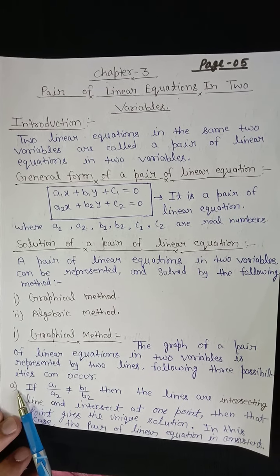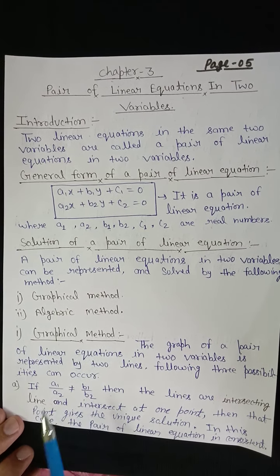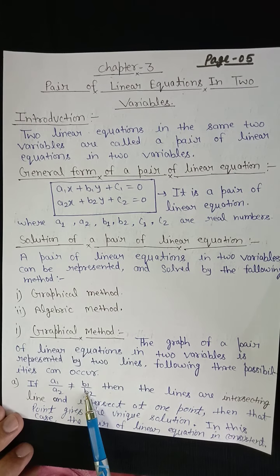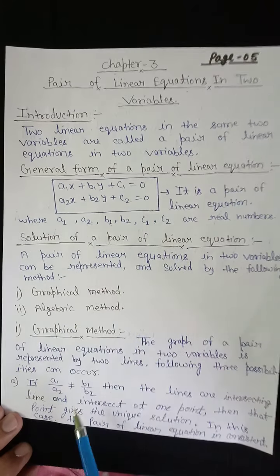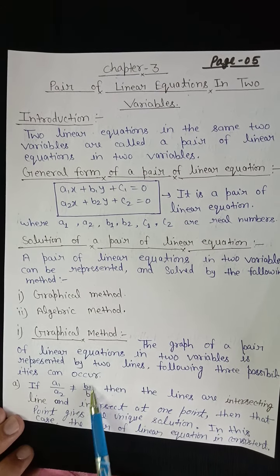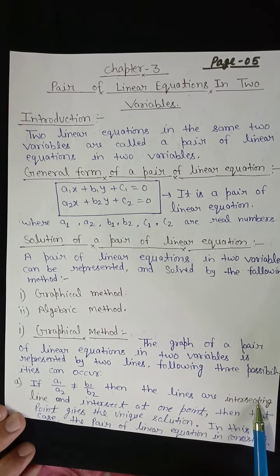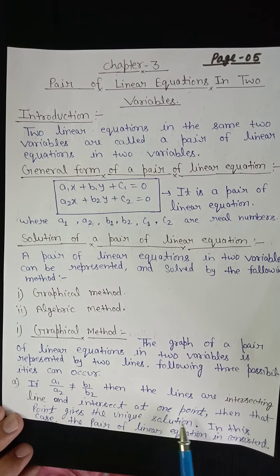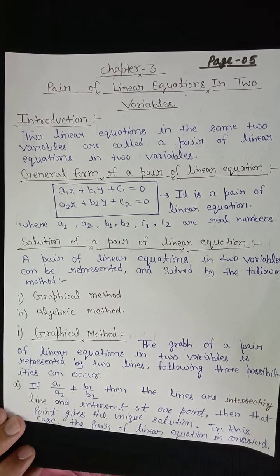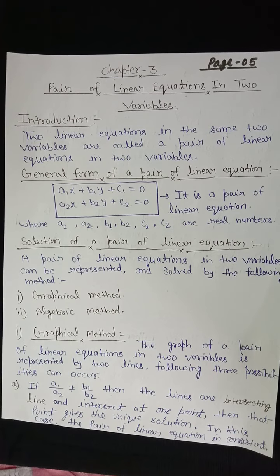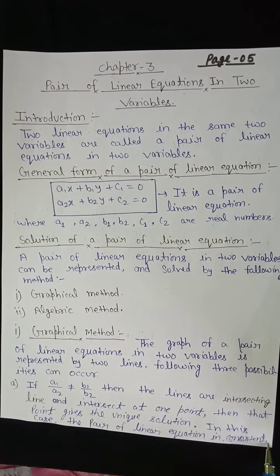First possibility is if a1 upon a2 is not equal to b1 upon b2. That means the ratio of the coefficients of x should not be equal to the ratio of the coefficients of y. Then the lines are intersecting lines and intersect at only one point. Then that point gives the unique solution. In this case, the pair of linear equations is consistent. The system is also called consistent.